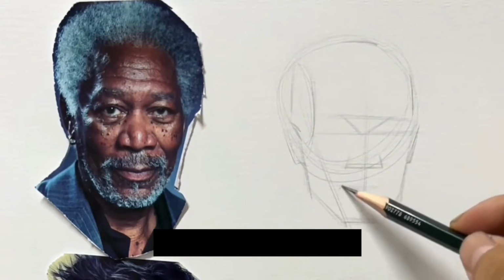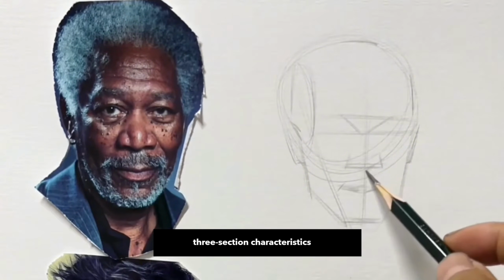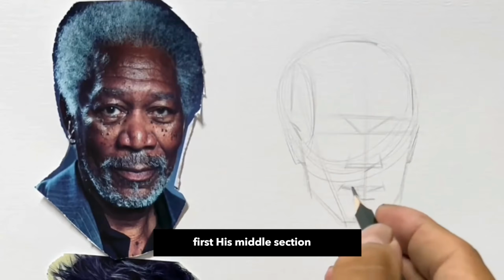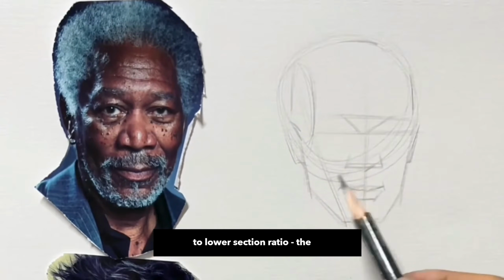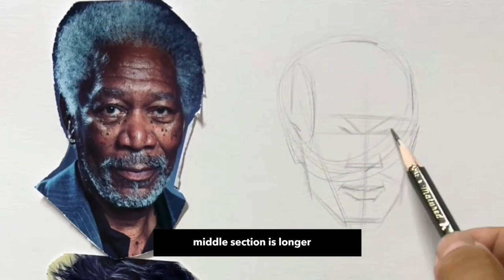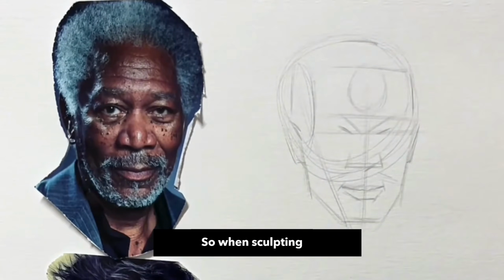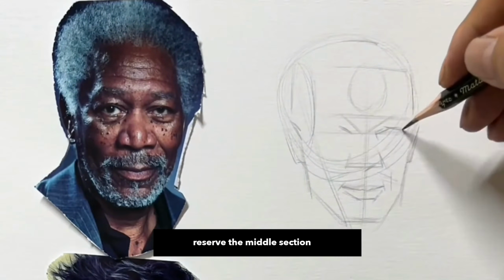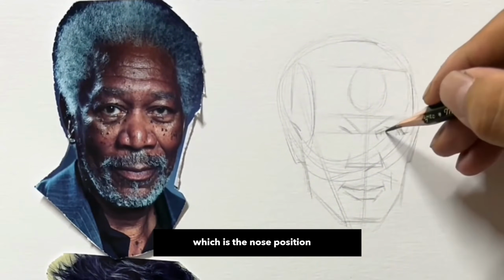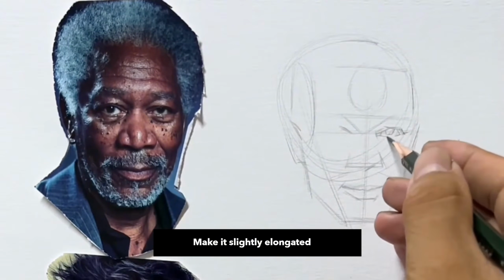Identify the character's three-section proportions. This character has strong three-section characteristics. First, his middle section to lower section ratio. The middle section is longer, so when sculpting relative to the expression, reserve the middle section position, which is the nose position. Make it slightly elongated.